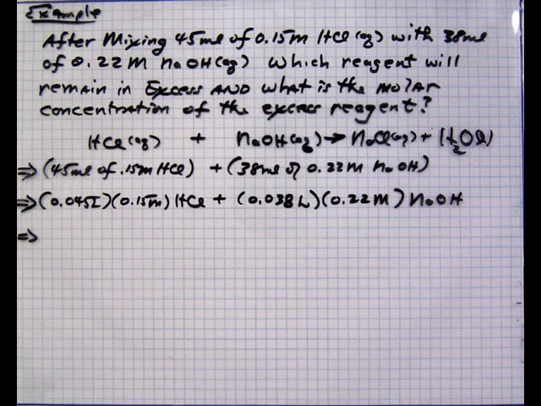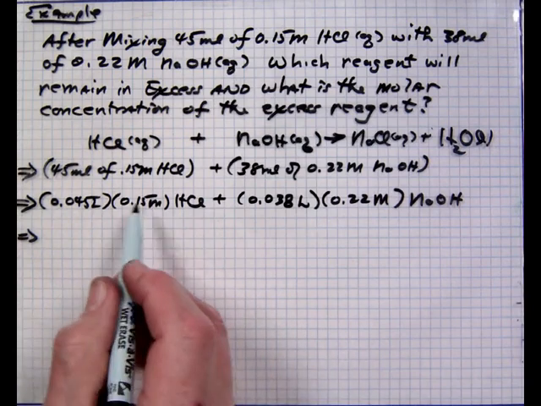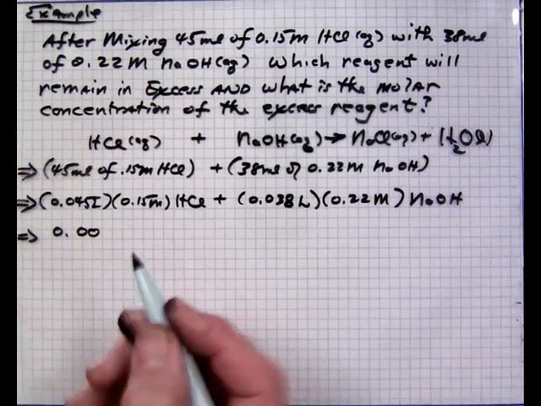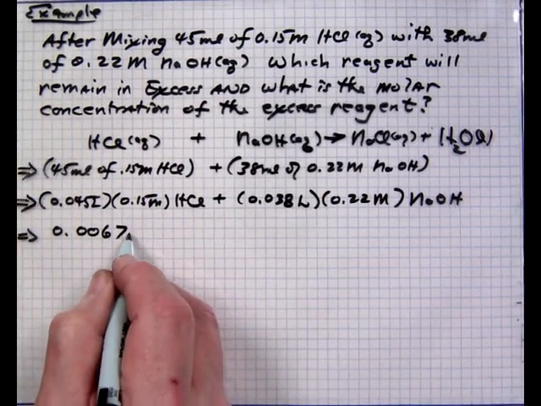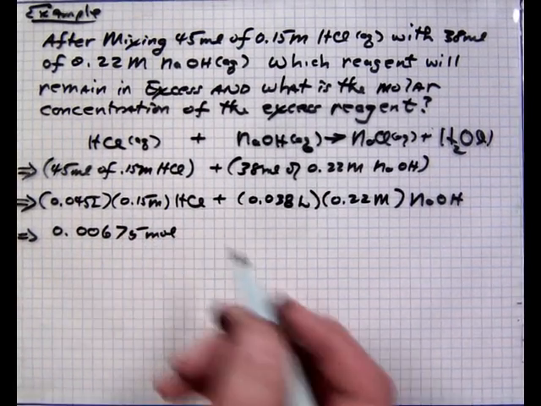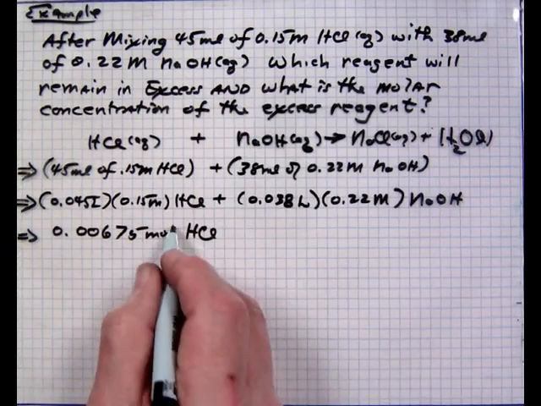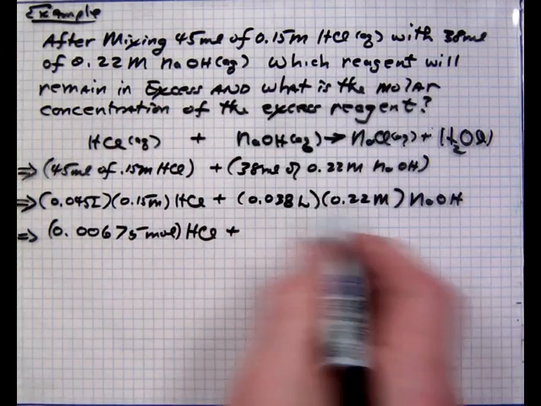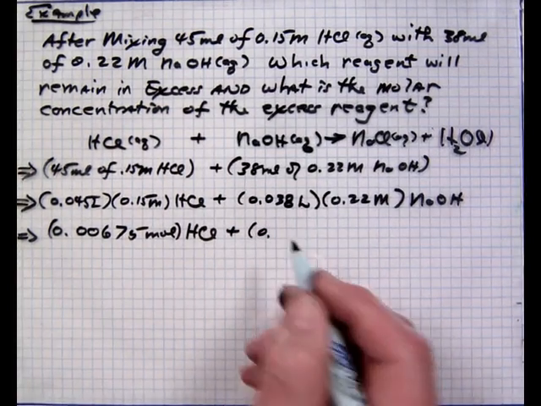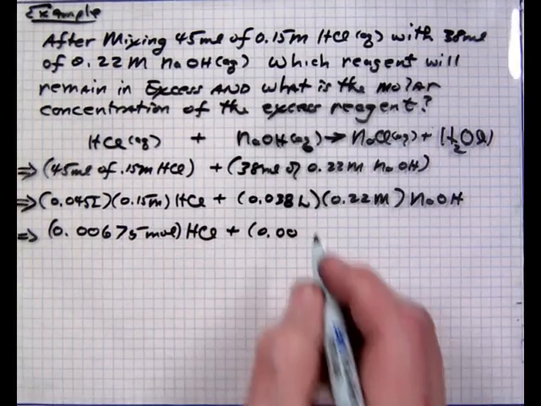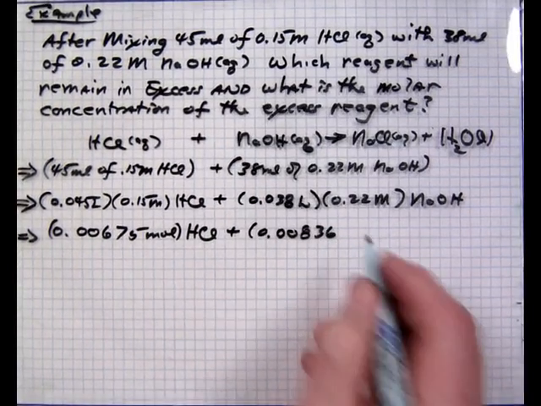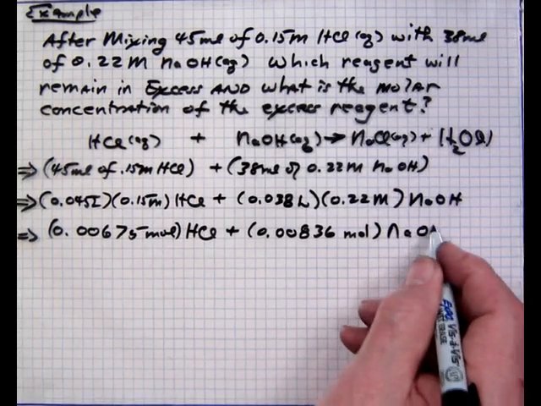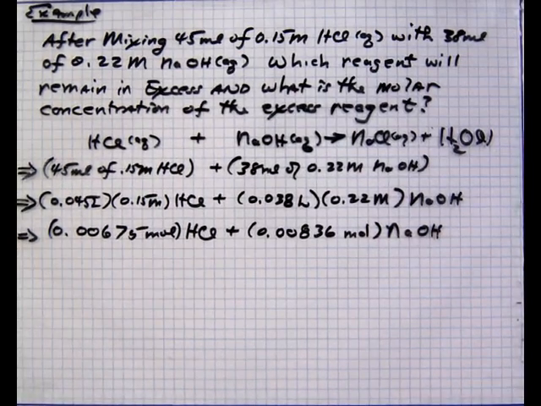Now in this case, 0.045 times 0.15 will lead me to 0.00675 mole of HCl added to this solution, which is 0.0836 mole of sodium hydroxide. Right there.